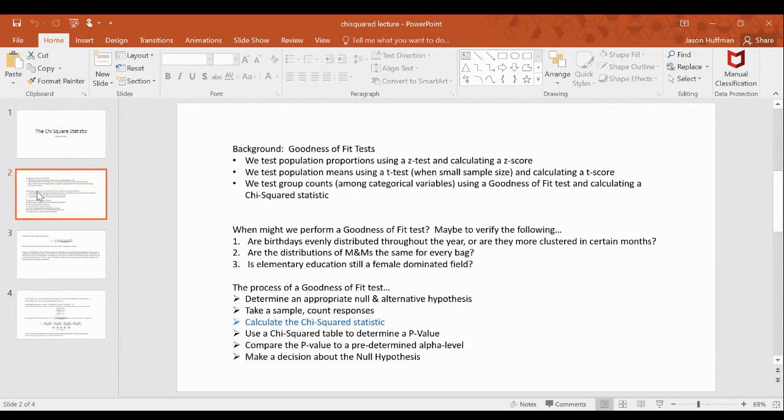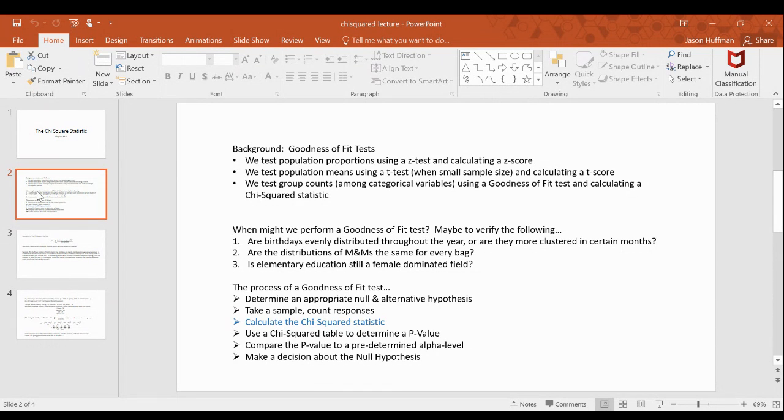All right. So for the process of a goodness of fit test, we determine an appropriate null and alternative hypothesis. In the example above, are birthdays evenly distributed throughout the year? We might say the null hypothesis is that birthdays are evenly distributed, and the alternative is that birthdays are not evenly distributed. Then we would take a sample and count our responses.